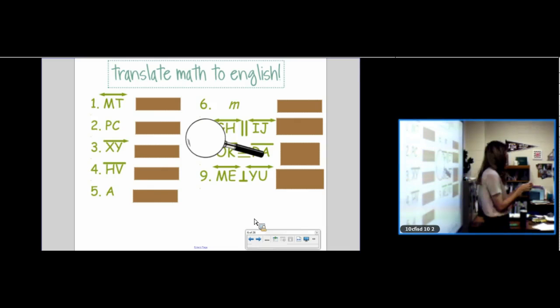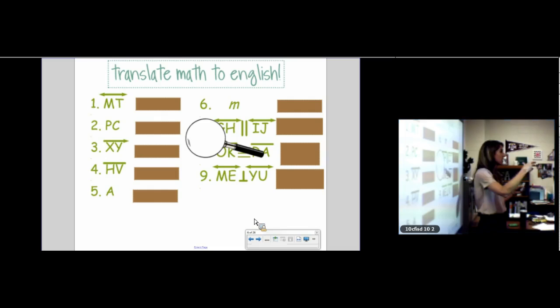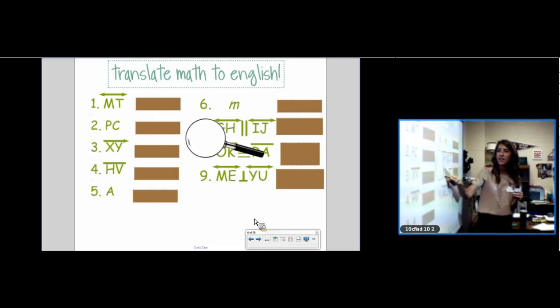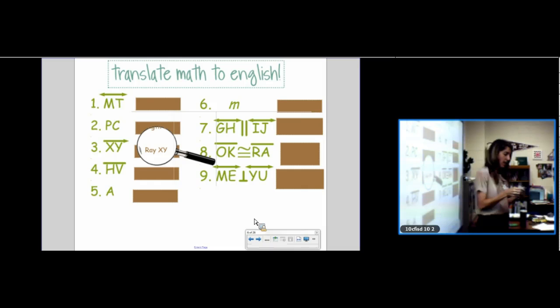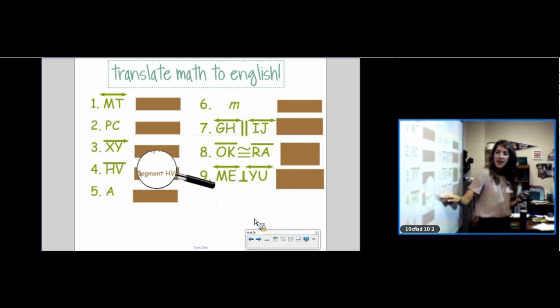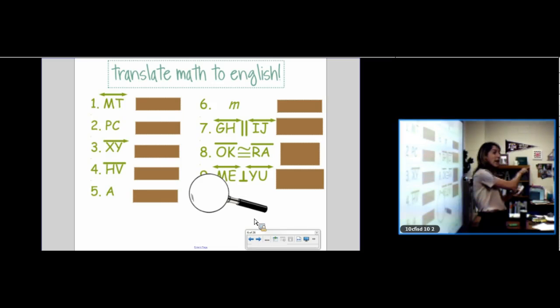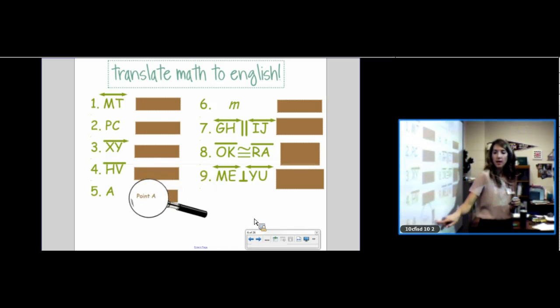Raekwon, what about number 3? We're skipping number 2. What is this? Out loud in English. Say the whole thing. Ray XY. Beautiful! That is ray XY. Alex, number 4. Is that a segment? Yes! Segment HV. Very good. Savian, number 5. What is it? Point A. Because when you use one capital letter, it is a point.